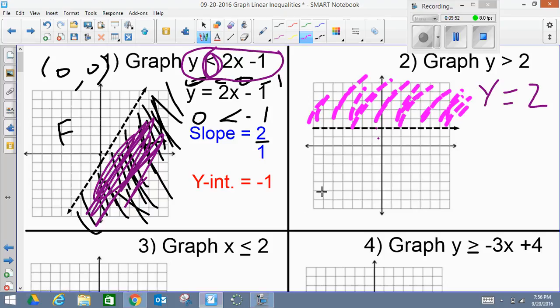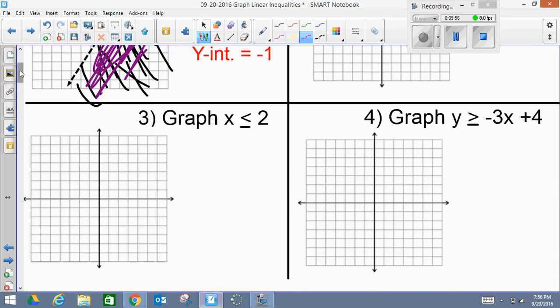Now let's go to our third graph. Okay, now I have x is less than or equal to 2. Because you have the equal, that means that's going to be a solid line. Now if I turn that into an equation, I'm going to have x is equal to 2. There's no y's here. That's a special case.